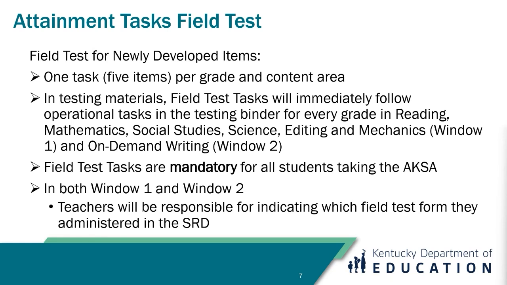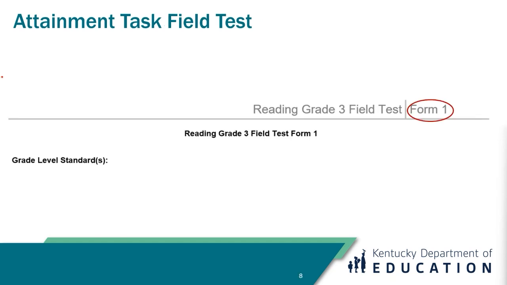For each content area that the student is assessed based on their grade level, there will be one field test task administered. There will be 3 forms of the field test for each grade and content level. Test administrators will receive only one form of the field test. In each student record in the SRD, test administrators must select which form they administered prior to entering scores. The form number can be found in the upper right-hand corner of the field test task, as indicated by the red circle on this slide.